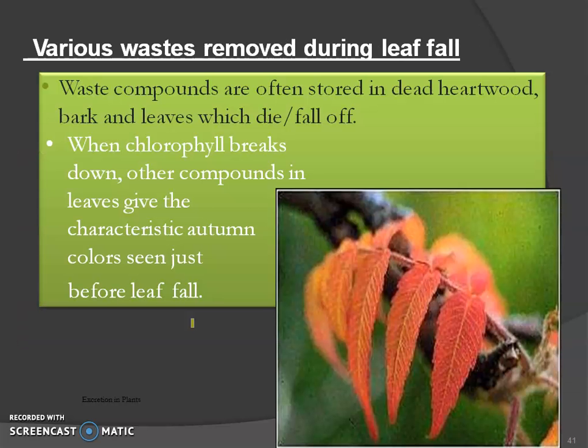Then various wastes are removed during the leaf fall. Waste compounds are often stored in the dead heartwood, bark, and dead heartwood means dead xylem. Then leaves or barks later die off or fall off. When chlorophyll breaks down, that means when the leaf becomes yellow in color, other compounds in the leaf give the characteristic autumn color seen just before the leaf fall.